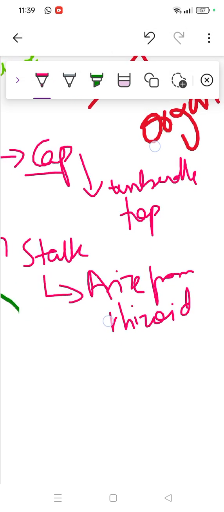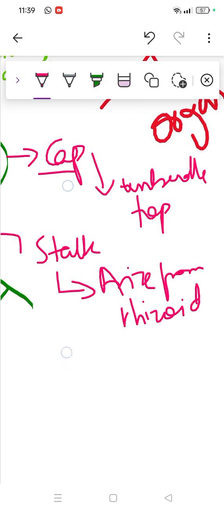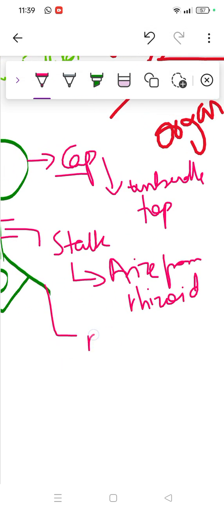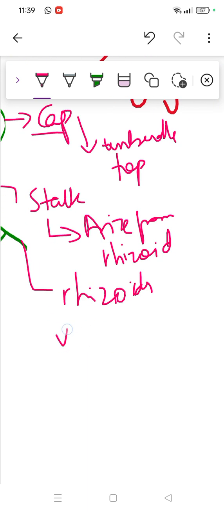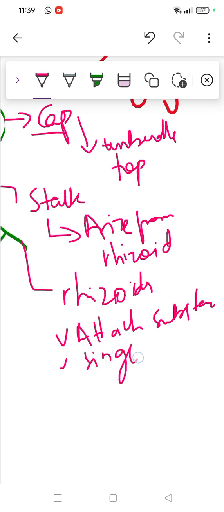Arise from the rhizoids. Then the last part comes, this one is called rhizoids. We simply attach to some substance, and basically this has a single nucleus. So I'm sure it will be clear.